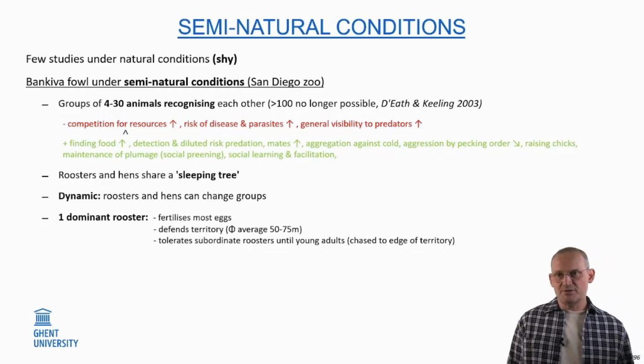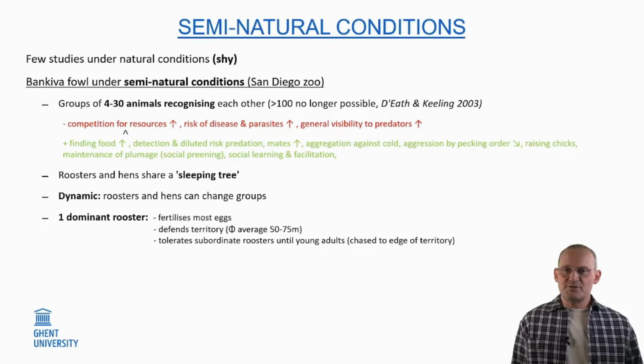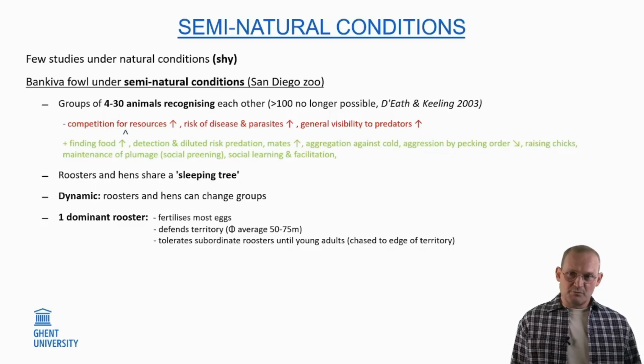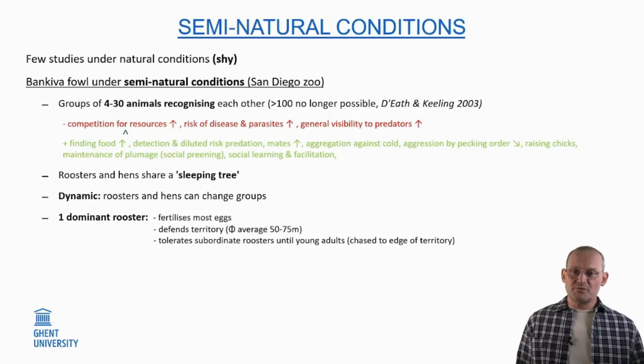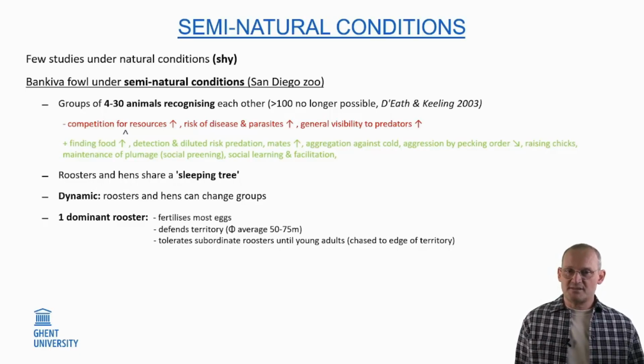So what we see in the San Diego Zoo population is that roosters and hens share a sleeping tree. But it is a dynamic situation. The roosters and the hens can change groups quite frequently, but there tends to be one dominant rooster. And it's important for a rooster to become dominant at least once during its life, because then it can fertilize most of the eggs. But it's also the dominant rooster that has to take most of the effort in defending the territory. And a dominant rooster will tolerate subordinate roosters until they're young adults. If they become older, they will be chased away to the edge of the territory by the dominant rooster.